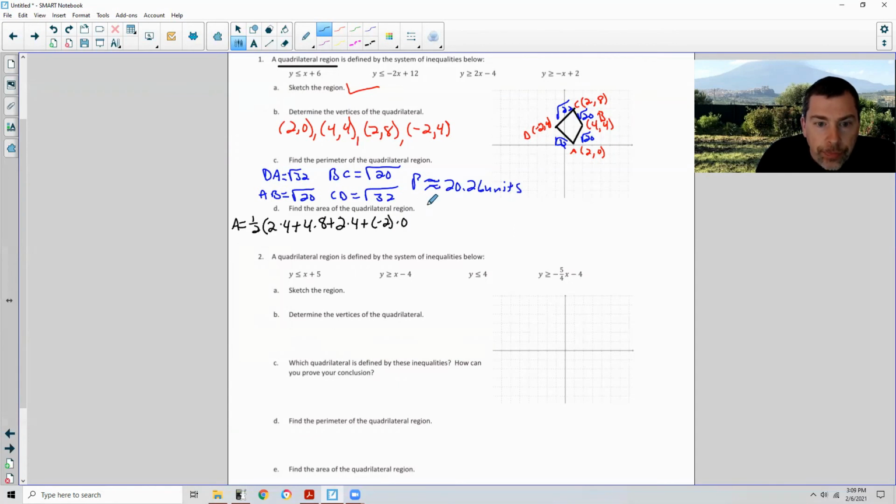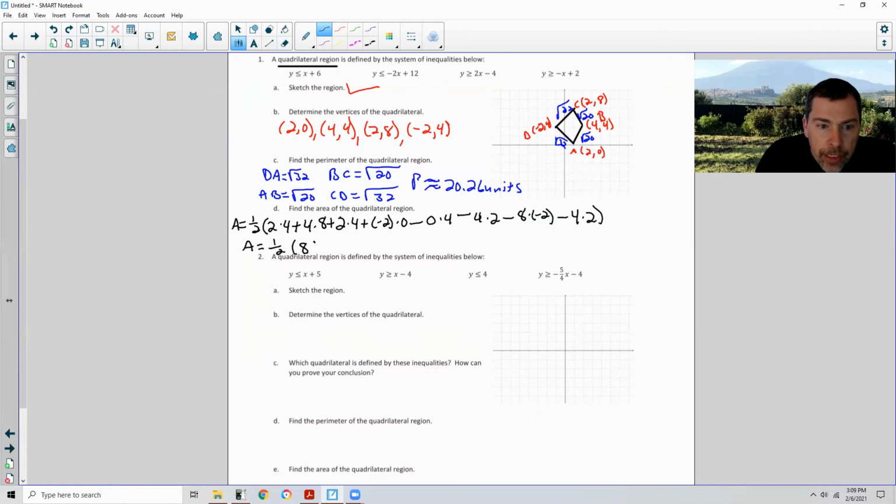is 0. Then it's minus, and start with the Y starting at A. Y1 is 0, times X2, which is 4, minus Y2, which is 4, times X3, which is 2, minus Y3, which is 8, times X4, which is negative 2, minus Y4, which is 4, times X1, which is 2. So here's the long drawn out formula, the shoelace theorem, and it's 1/2.